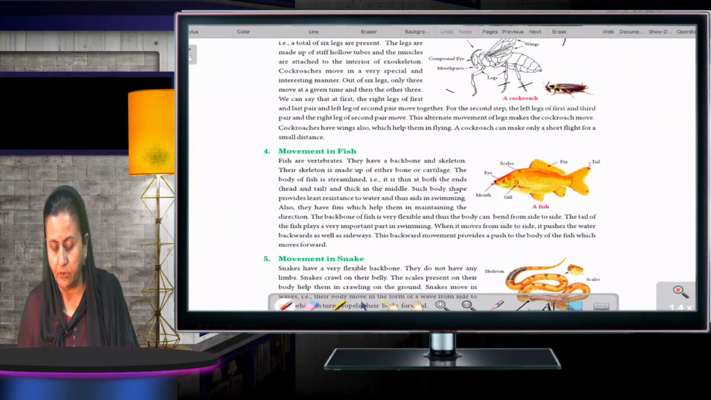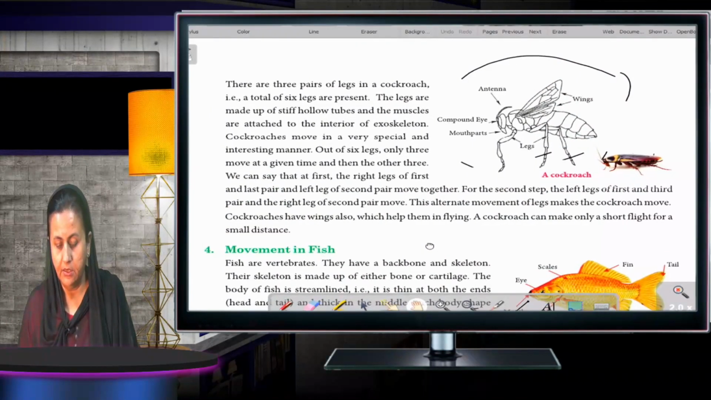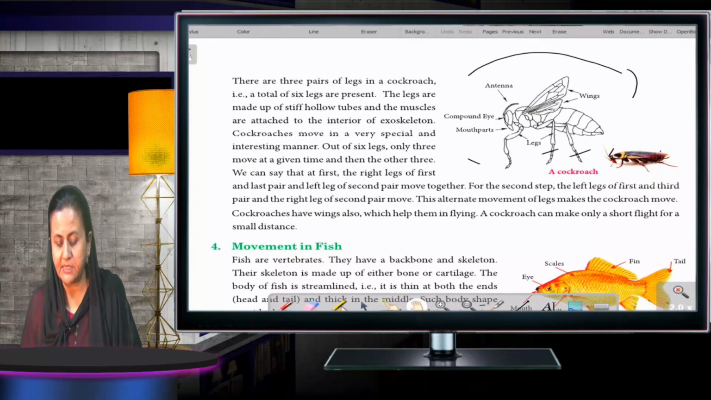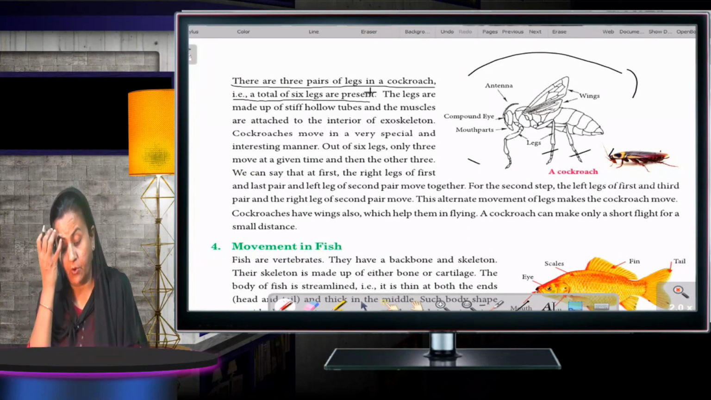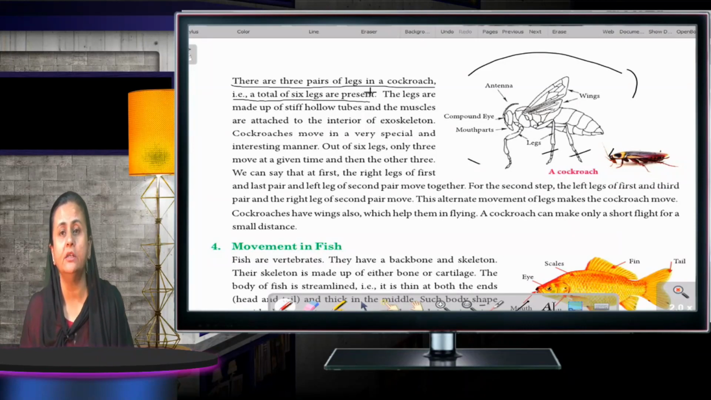Okay, now here you can see also. There are 3 pairs of legs in a cockroach. That is a total of 6 legs are present. Okay, children, cockroach has how many legs? It has got 3 pairs. That means in all it has got 6 legs, and at a time only 3 legs move and 3 remain in a state of rest.